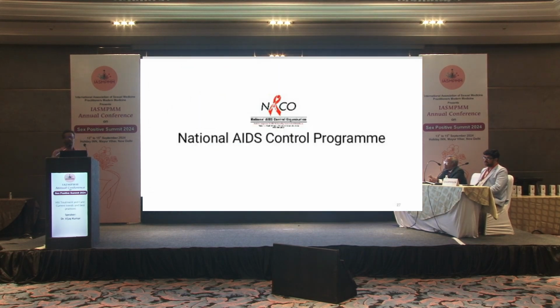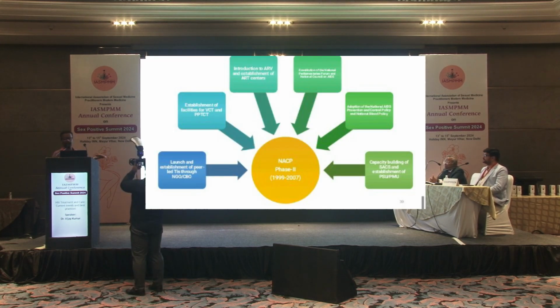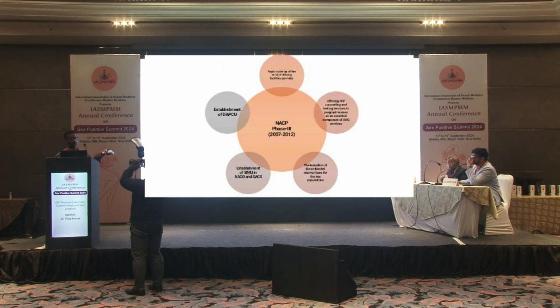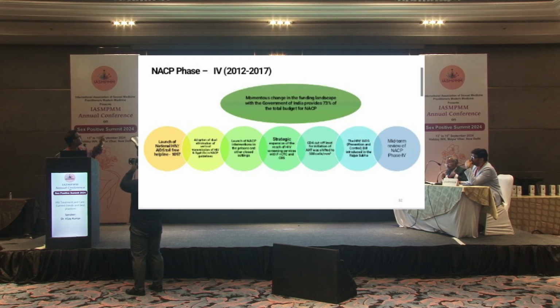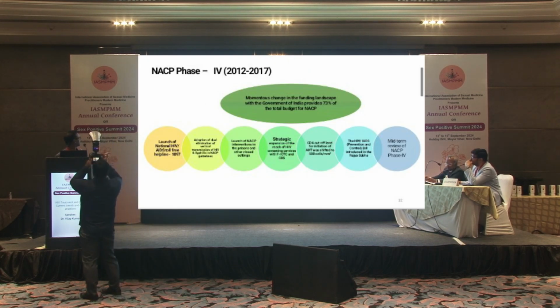Then a very few lines about NACP, which I will quickly go through, phases 1, 2, 3, 4. In phase 2, ICTC, PPTCT and others were launched and established. Then in 2007 to 2012, phase 3 saw the establishment of DAPCU, the District AIDS Prevention and Control Units. And the importance of phase 4, 2012 to 17, is the launch of the National HIV Helpline.